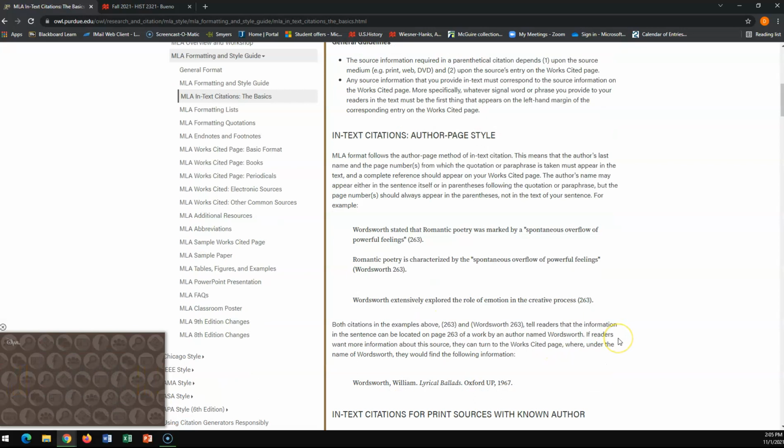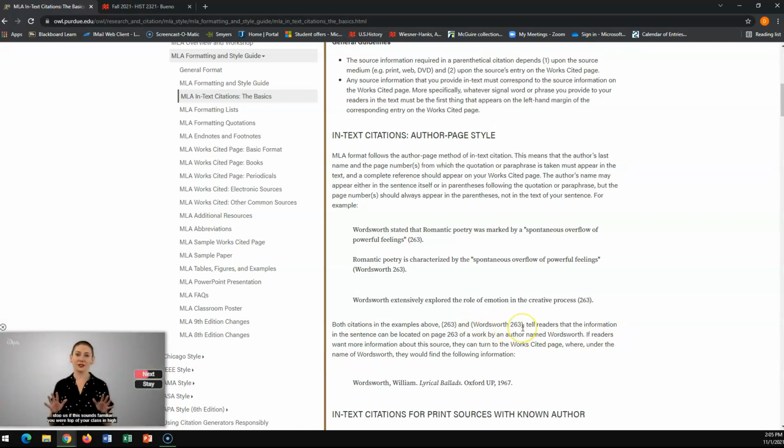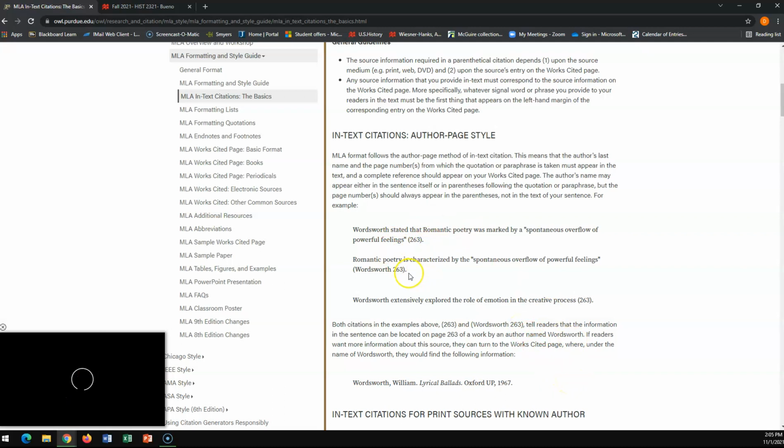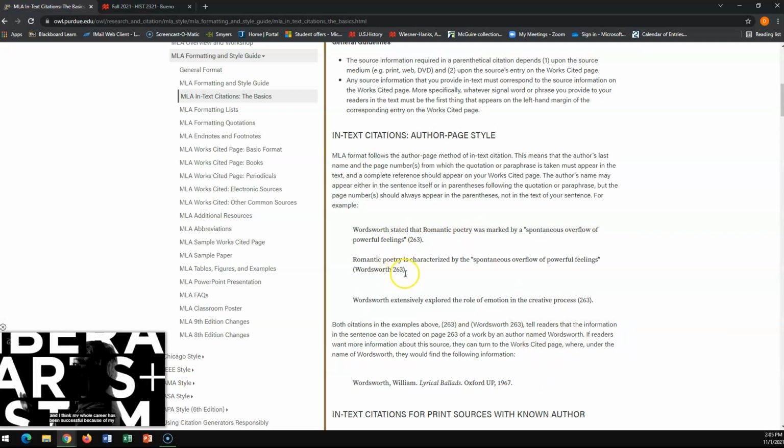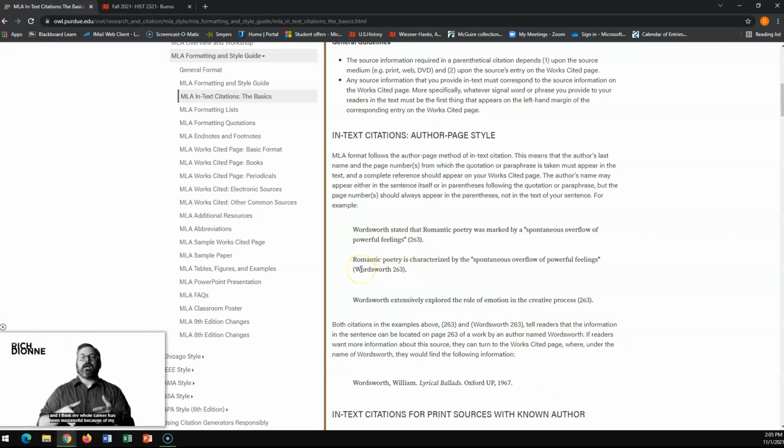So both of the citations in the examples above, the 263 and then listing the author and the page number, tell the reader that the information in these two sentences can be found on page 263 of the book that was written by Wordsworth, right?